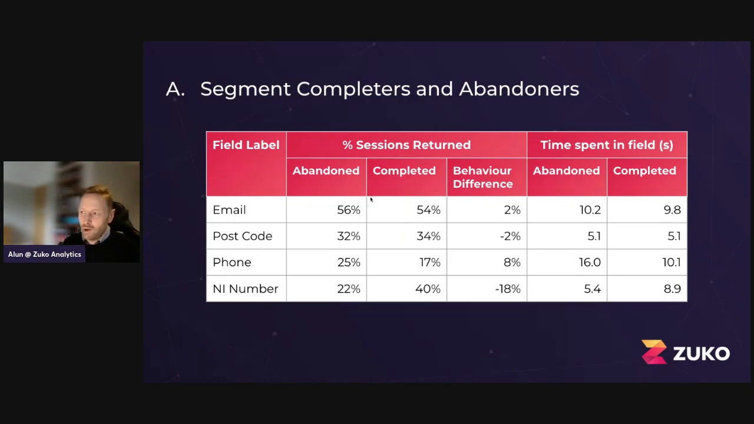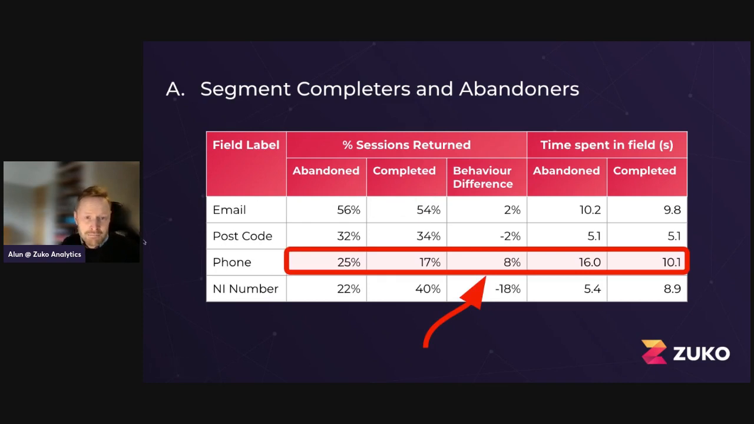But when you look at the difference between those who abandon and those who complete, it's relatively small. So is it driving abandonment? If you compare that to the phone number field here, this is where you see the difference. You can see that 25% of people who abandon go back and make a change to the phone number field. That's only 17% of people who complete. So the behavior difference there is 8 percentage points. And that's where you start to think, okay, not only is this a point of friction, it's a point of friction that's likely related to abandonment. So I need to go there and focus my hypotheses on the phone number field.